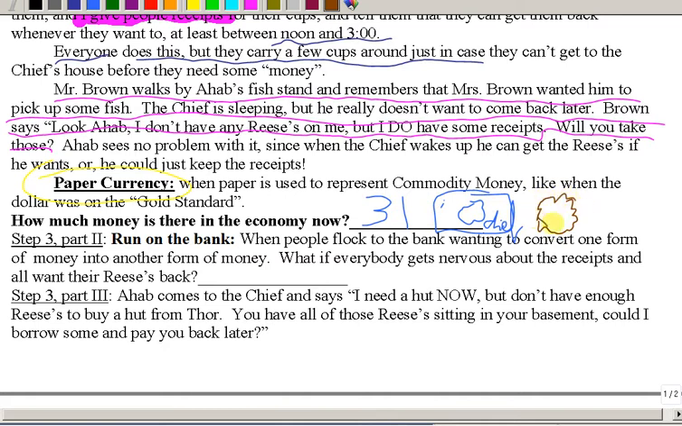For a real Reese's, this is my horrible artwork here. For a real Reese's peanut butter cup, the answer is yes. If you had a run on the bank and people went and wanted to trade their receipts in for the real peanut butter cups, they could.